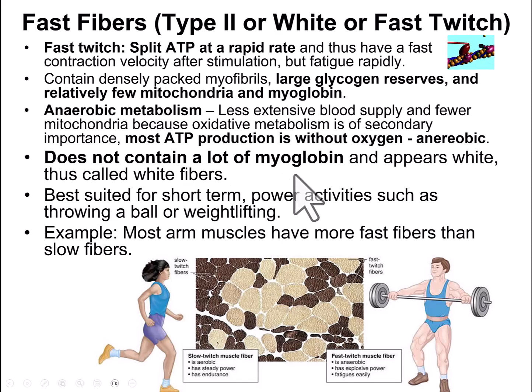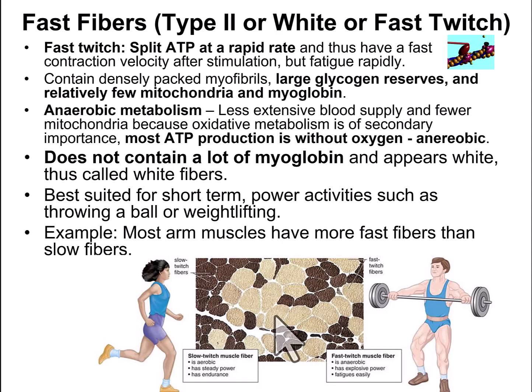They do not contain a lot of myoglobin, and thus they appear white and are called white fibers. These are best suited for short-term power activities, such as throwing a ball or weightlifting. Because when you're lifting weights or you're doing these power activities, it's hard to get enough blood flow in there to supply enough oxygen for aerobic respiration.